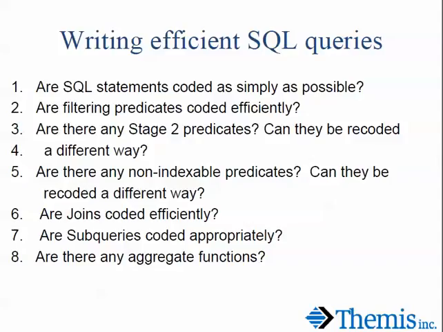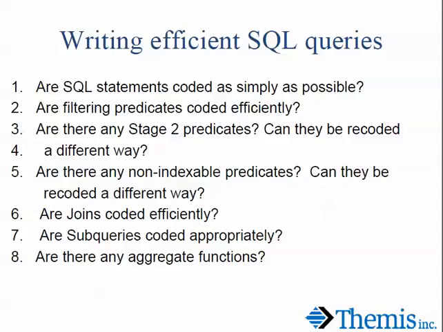So how do I know if I have a stage 1 or stage 2 predicate? The answer is you don't really know unless you do DB2 explains, and they'll lay that out for you. Or you have a listing of what is a stage 1 or stage 2 predicate, and you can get those out of the manuals. You can paste them on the wall of your office if you wanted to.